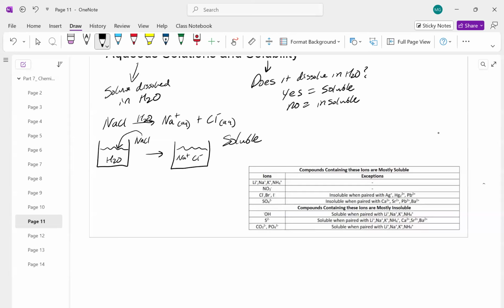Now, what does something insoluble look like when you put it into water? Again, I've got a glass of water here, and I'm going to put some silver chloride in the water, and I'm going to stir it up. And what you'll notice is that it just doesn't dissolve. It's insoluble.